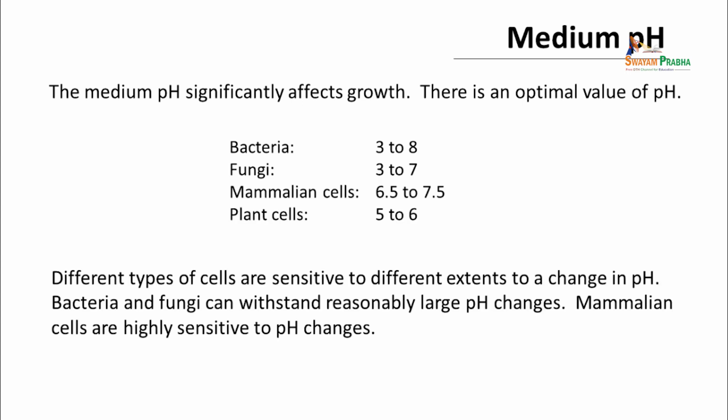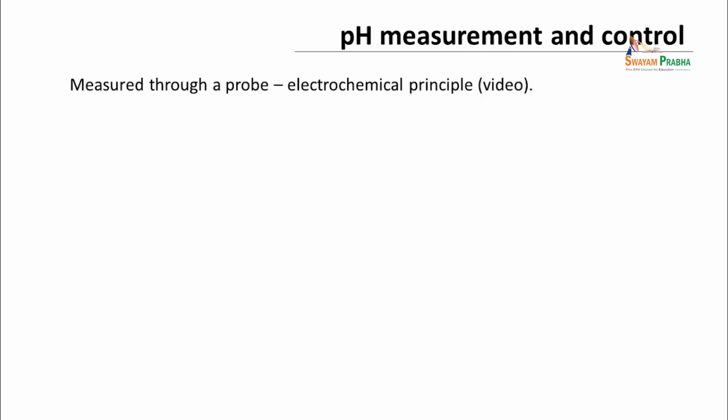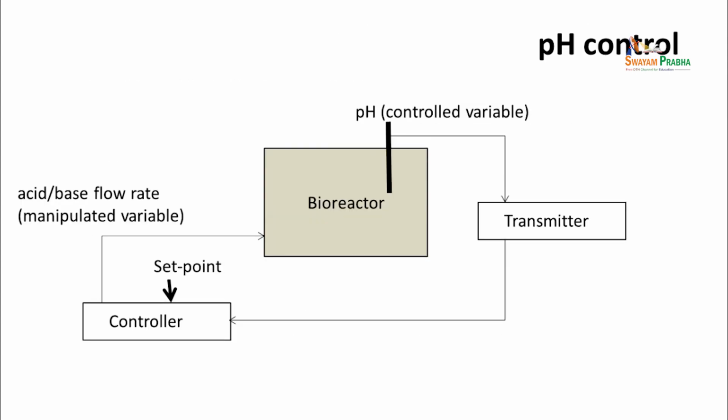Some organisms can grow well over a wide range of pH, whereas some other cells, such as mammalian cells, have a very narrow pH range for growth. So pH needs to be measured and controlled well in the bioreactor to get the best out of the bioreactor. And we also said that pH buffers supplemented with media components cannot be used for pH control. The cells just don't grow in them, probably because of the high ionic strength of such media.